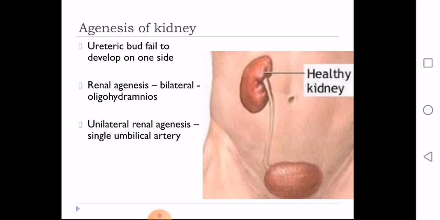Now, both the kidneys are not there. So that means what? There will be no production of urine. No production of urine means the amniotic fluid will be very less. When the amniotic fluid is very less, that is called polyhydramnios. Sorry, not polyhydramnios. Polyhydramnios is more fluid. It is oligohydramnios. So when there is less amount of amniotic fluid, that condition is called oligohydramnios.